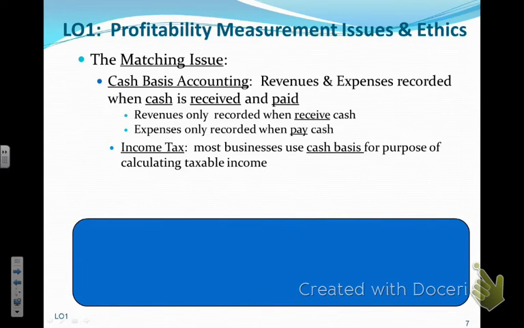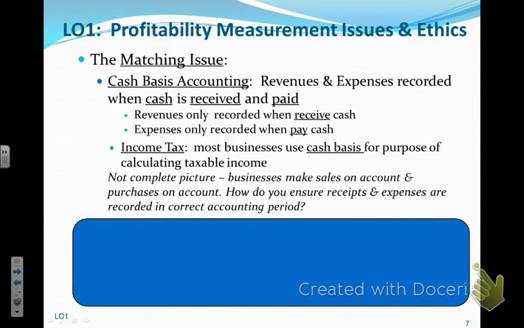The cash basis of accounting recognizes revenues when cash is received and expenses when cash is paid. And again, it works for many small businesses, but not many larger businesses. Income taxes, most businesses must use a cash basis for the purpose of calculating taxable income. However, a cash basis is not a complete picture of a business because most businesses make sales on accounts or make purchases on accounts. So they have to ensure that receipts and expenses are recorded in the correct accounting period.